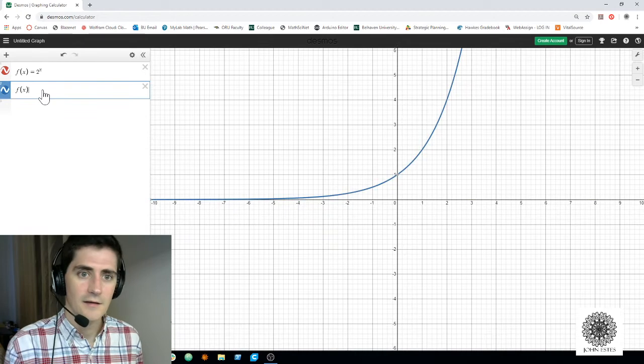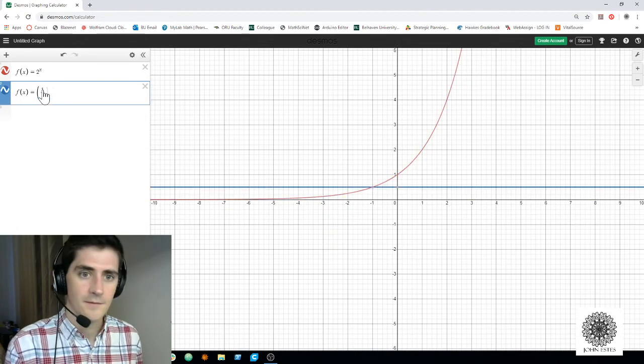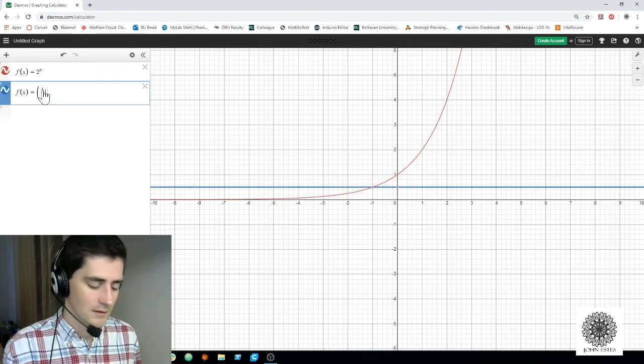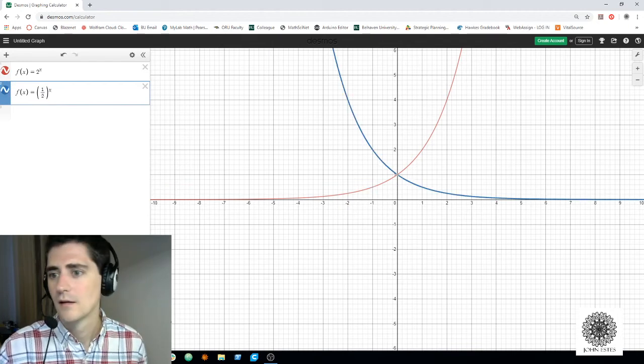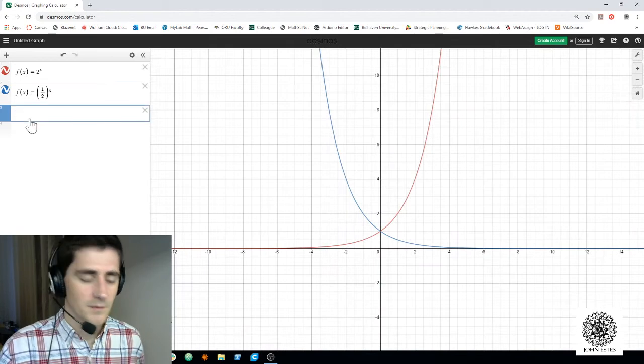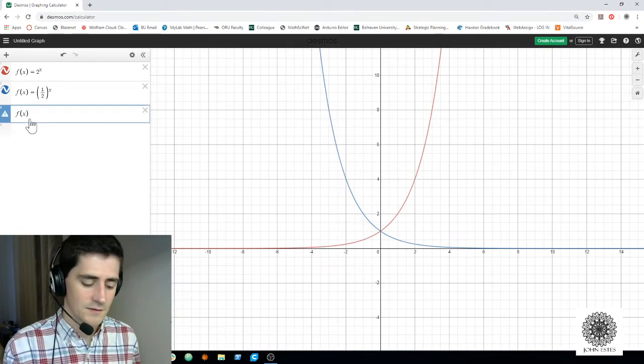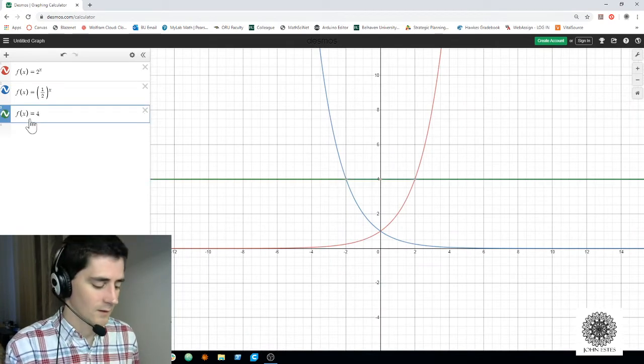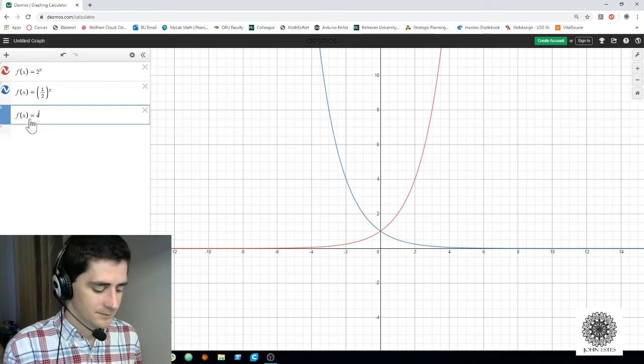Let's try (1/2)^x and see what we get there. And we get a mirror image of what we had. Now let's play a little bit with different bases. How about 4^x? What happens?